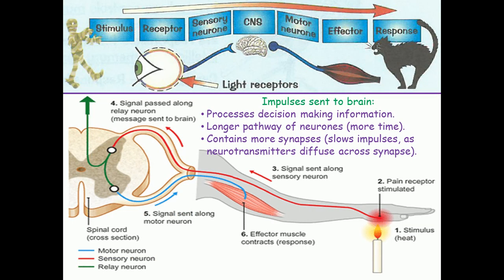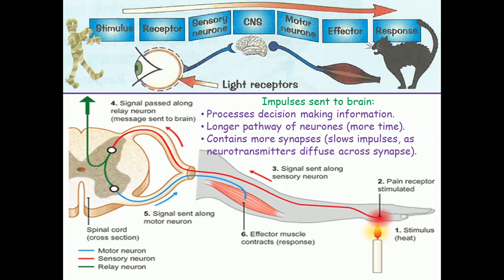So here's another example of an impulse. You can see here you've got the stimulus, you touch the flame, we discussed this earlier, but when it's an automatic response going through the reflex arc, the impulse could still be sent to the brain, but the brain is not involved in the response.